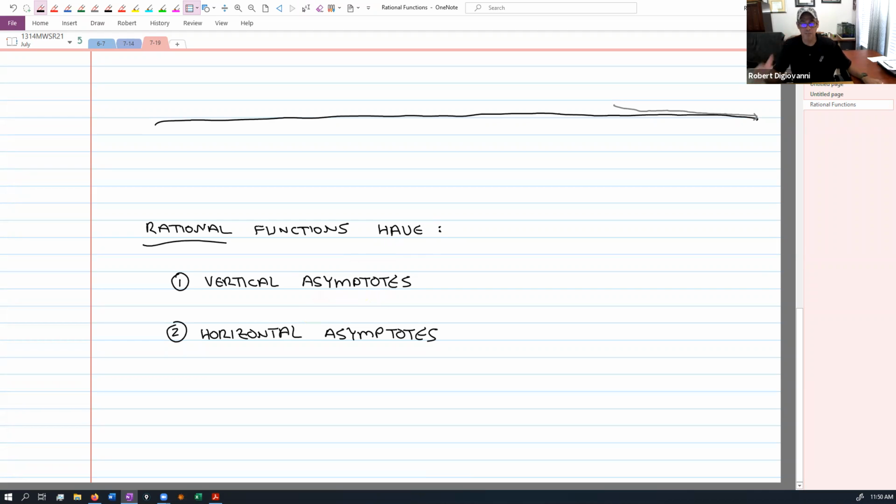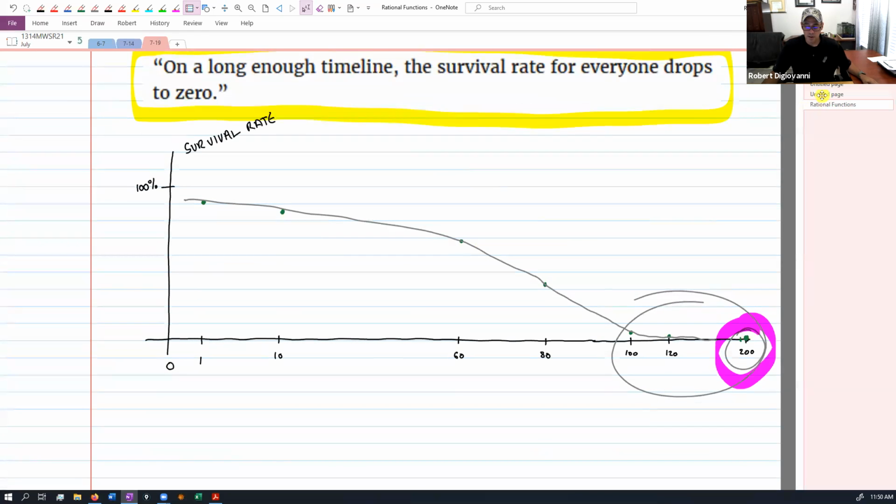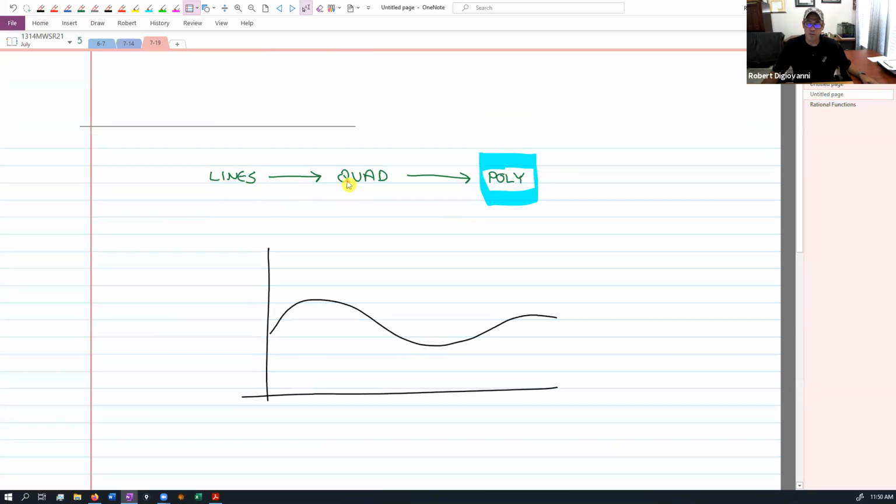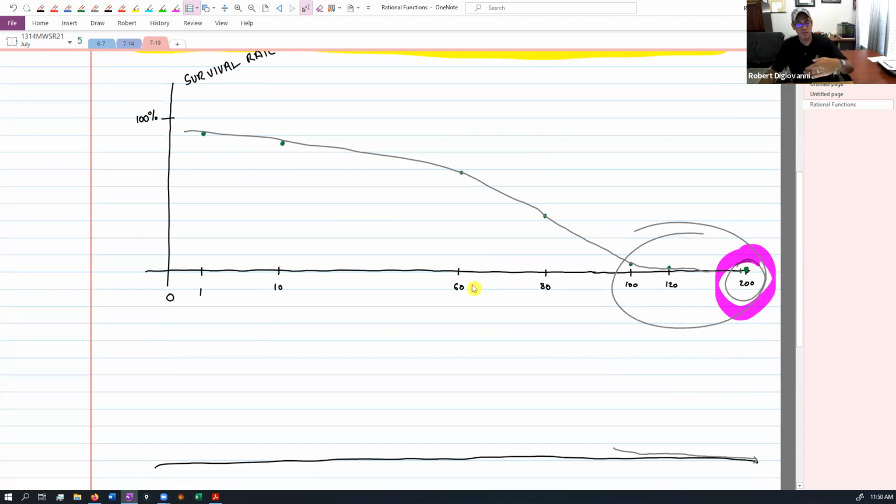All right, so when it comes to the real world, of course, lines, quadratics, and polynomials have important uses in the real world, but there are certain things that we look at in the real world where these won't work. And that's where rational functions come in. They can help us model things that start to go down, get closer to something.